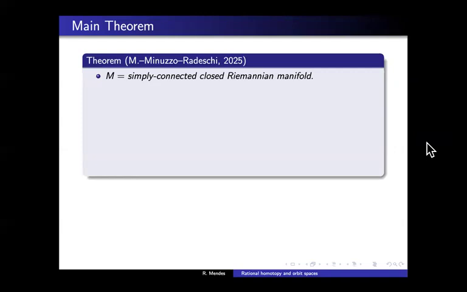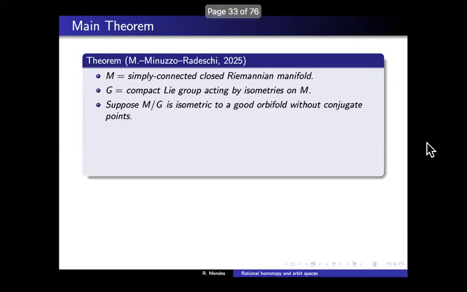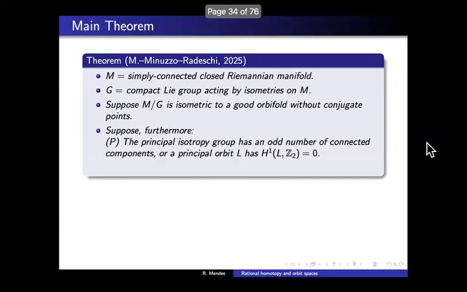We look at a simply connected closed Riemannian manifold. We take a group acting on it by isometries, and we're going to assume that the quotient is isometric to a good orbifold without conjugate points. Okay, so for example, a hyperbolic polygon would be an example of this. And then this is the additional hypothesis that we need to add to make things work.